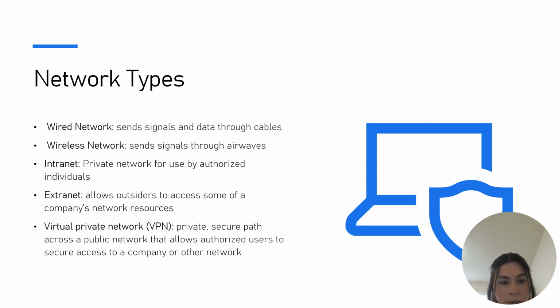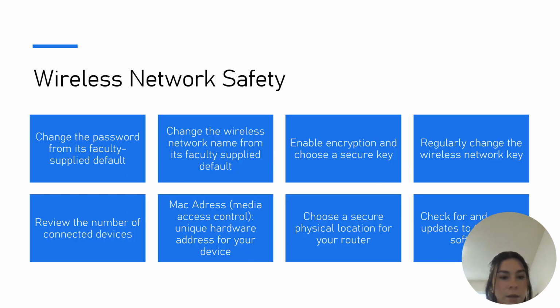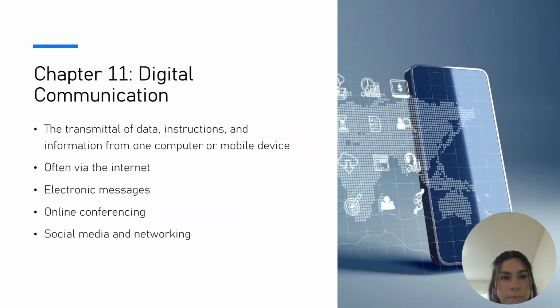You have the intranet, which is a private network used by authorized people, an extranet, which allows outsiders, and a virtual private network, which is a private secure path. Wireless network safety. Here are some tips: change your password, view the number of devices, change the wireless name, enable encryption, regularly change the network key, and choose a secure location for the router.